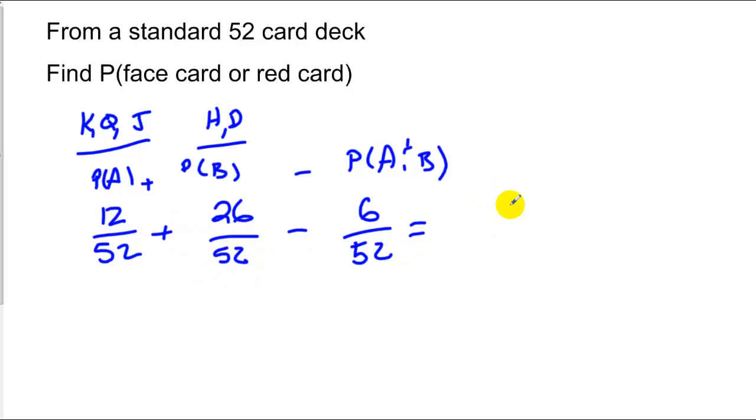So in this case, we have 32 out of 52 being the probability, and obviously we can reduce that to 8/13.